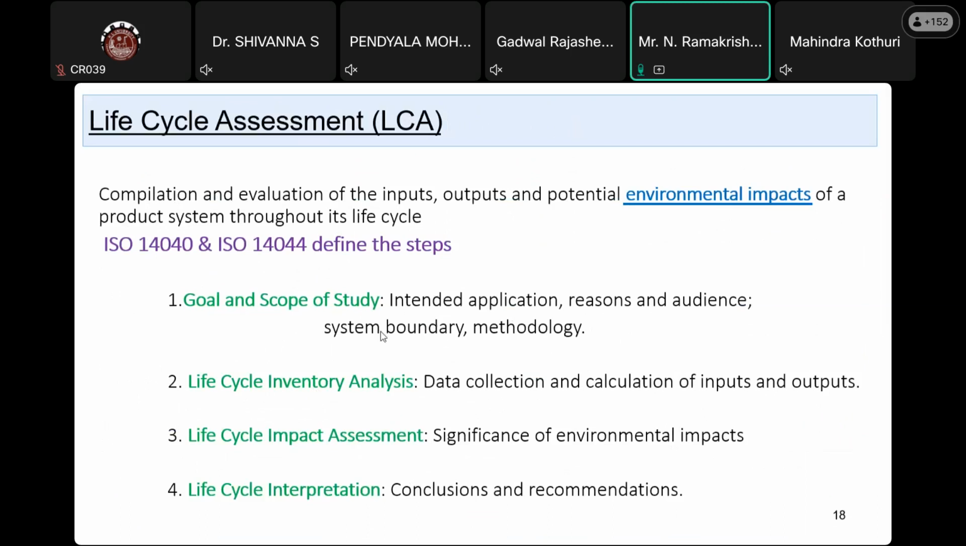Here it is going to define the boundaries, methodology, and applications. The second one is collection of data, inputs and outputs. And the third one is assessment of the analysis, how it's going to have an environmental impact, and recommendations will be made in the interpretation and conclusions.